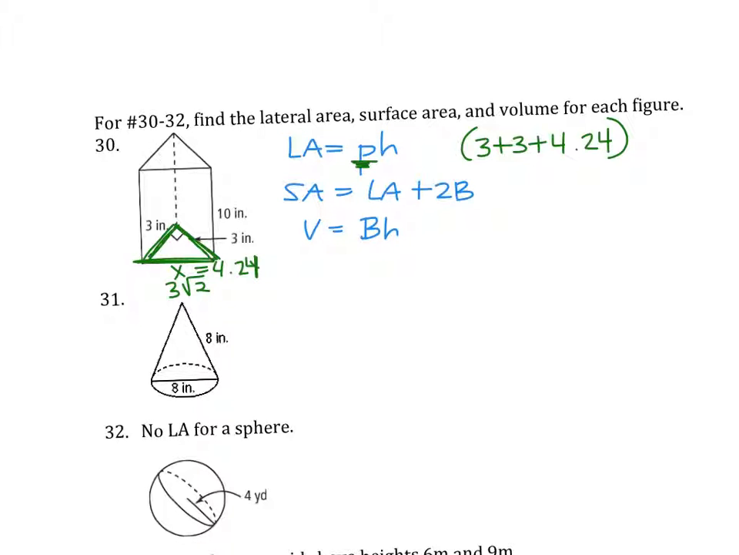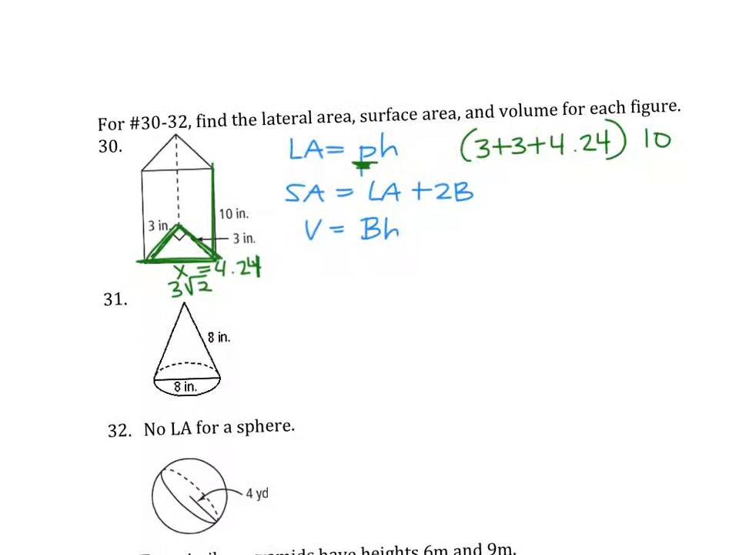Okay, that's P. What is H? That'd be the 10, right? It's the height, it's the distance between the two bases. So pH would be this.